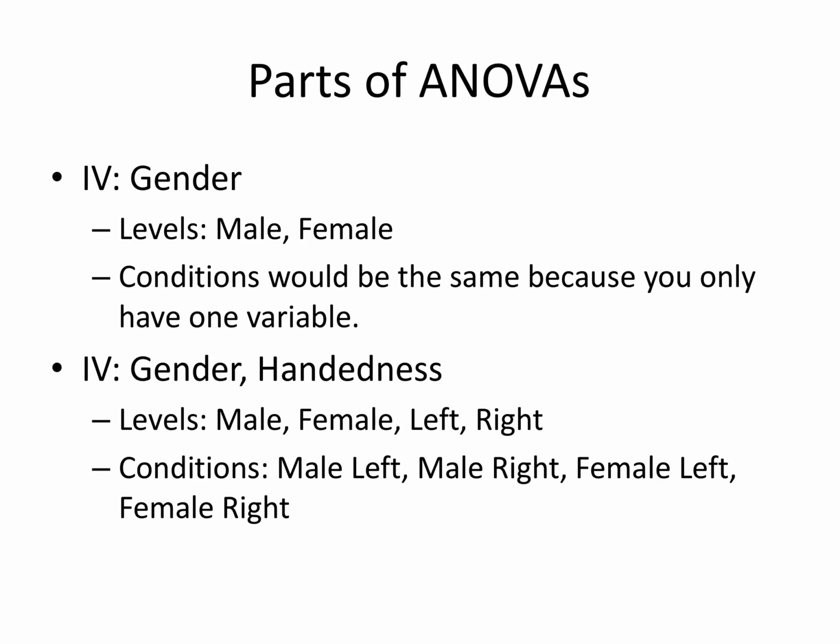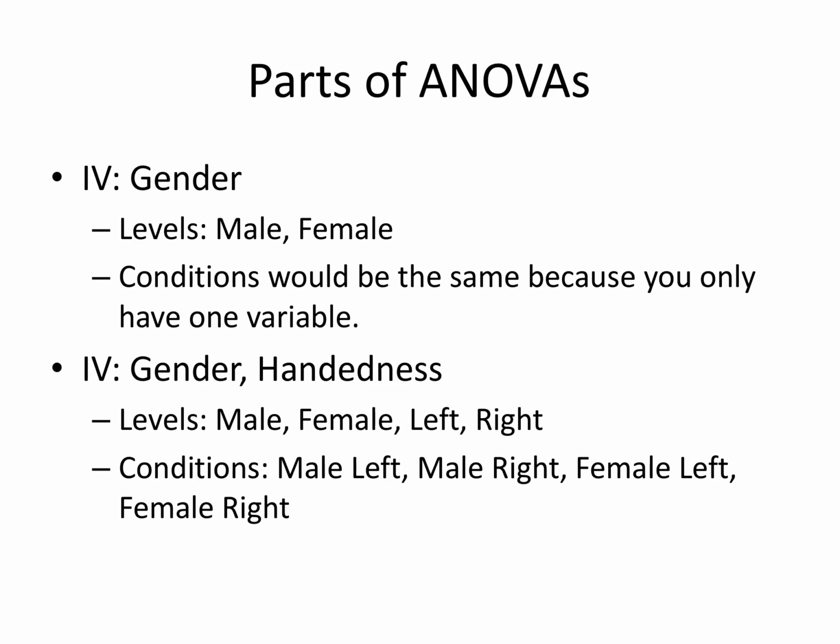So let's give you an example. An IV might be gender, right? The levels here would be male and female. Now there are no conditions because I only have one IV. But let's throw in 2 IVs. So we've got gender and we've got handedness. For gender, I have 2 levels, male and female. For handedness, I have 2 levels, left and right.